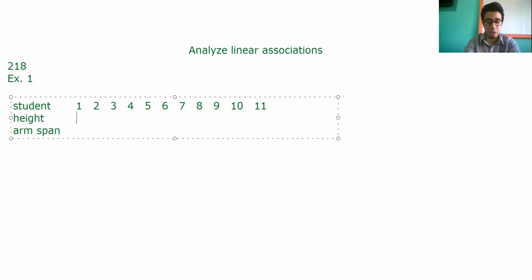66 is the first one. 67, 62, 64, 59, 62, the other one is 65, 64, 62 again, 61, and the last one is 58.